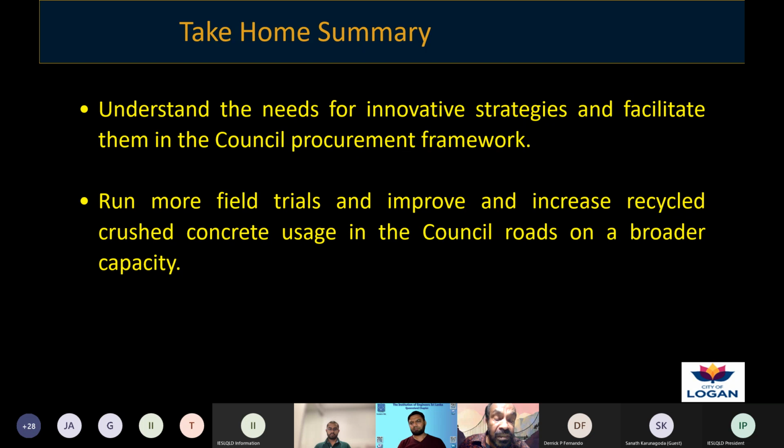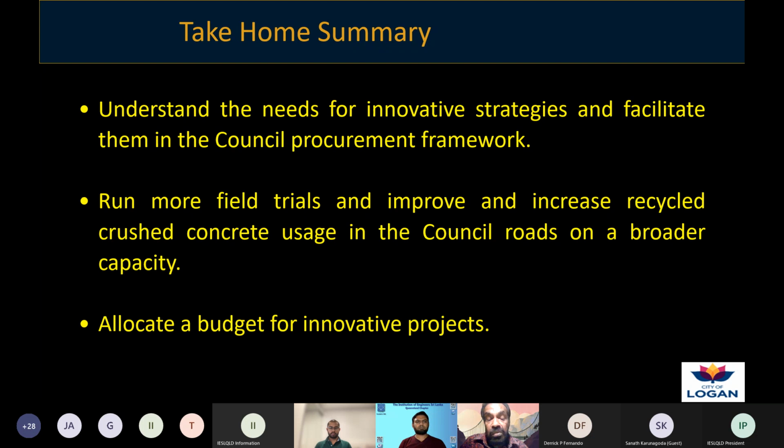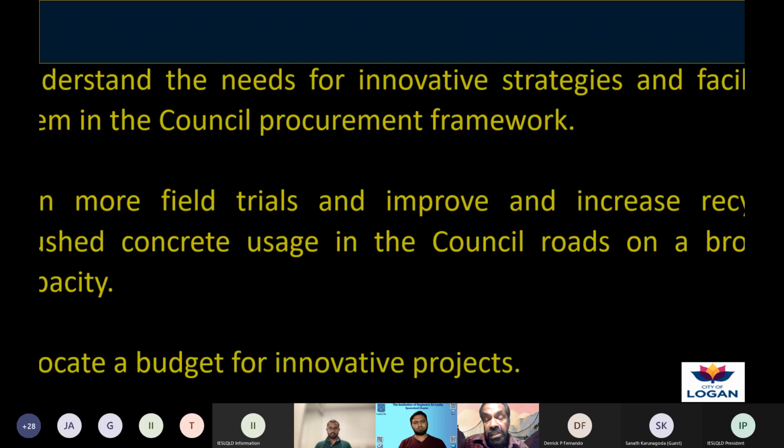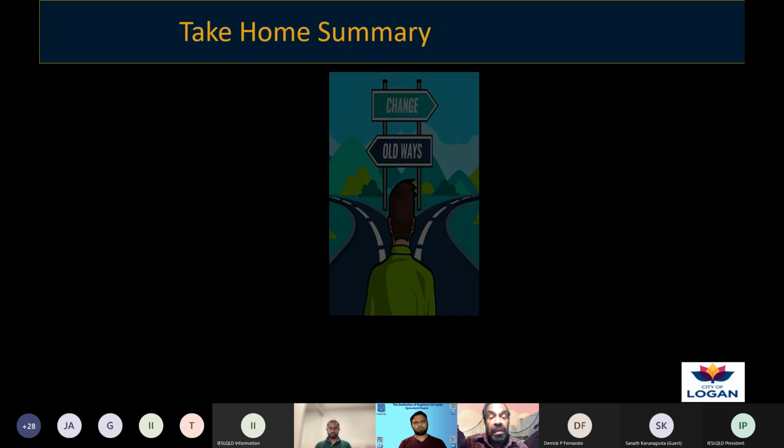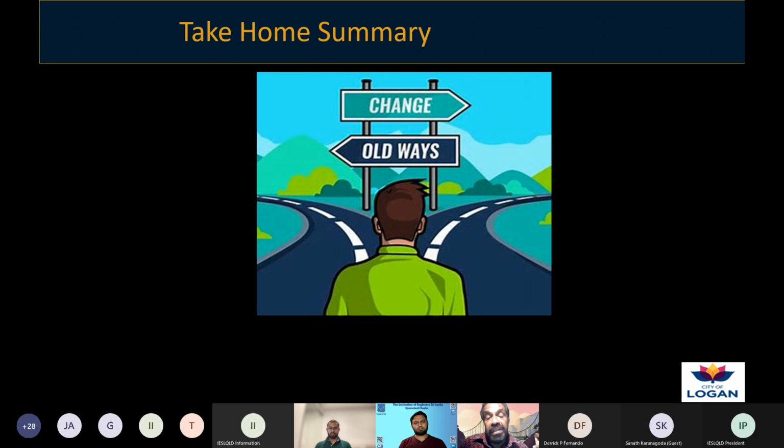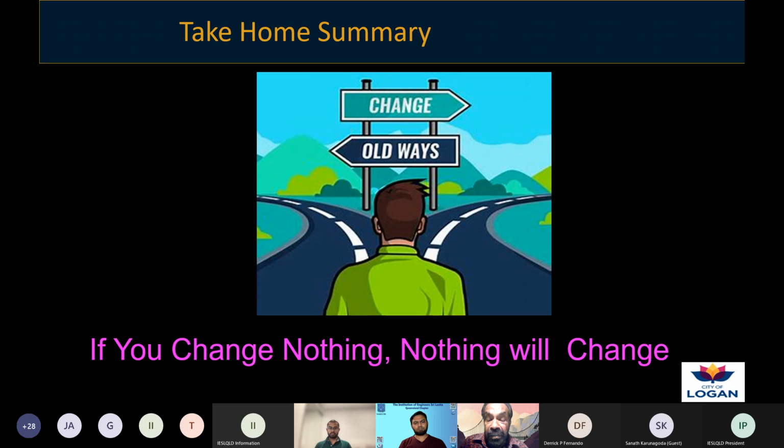If you don't do any research, if you don't do any trials, we will never learn. We need to learn. We need to fail. I am fortunate to say this because my manager is encouraging us to do any road projects as a trial, and we can fail. Then we have to allocate some budget to the innovative projects. Change the old way to the new way. If you don't do anything, nothing will change.